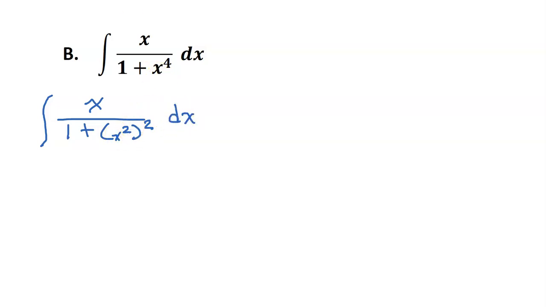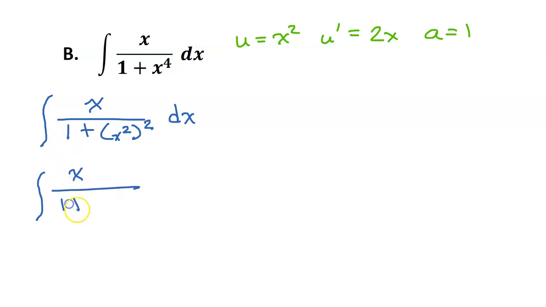U substitution. So the u would equal this x squared, which means that u prime will equal 2x. The a value should equal 1 because it is the square root of the constant. If we make that substitution, I have x over 1 plus u squared. Instead of dx, I will write du over u prime, which is 2x.